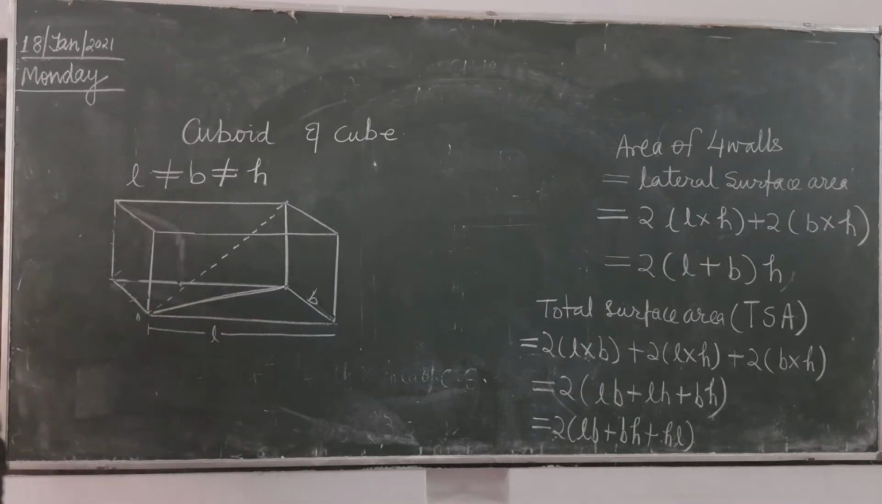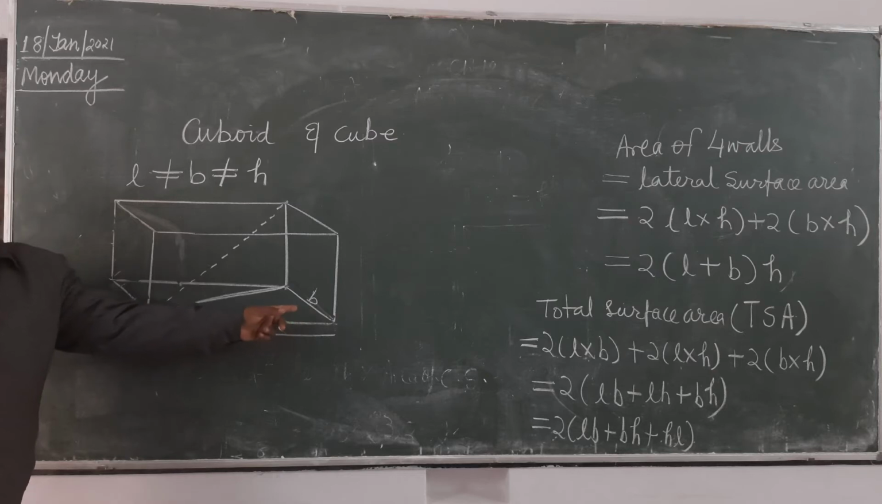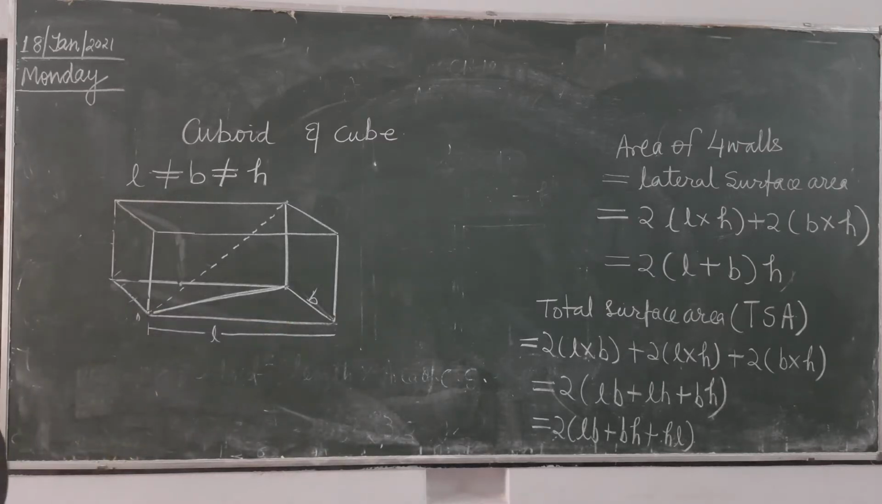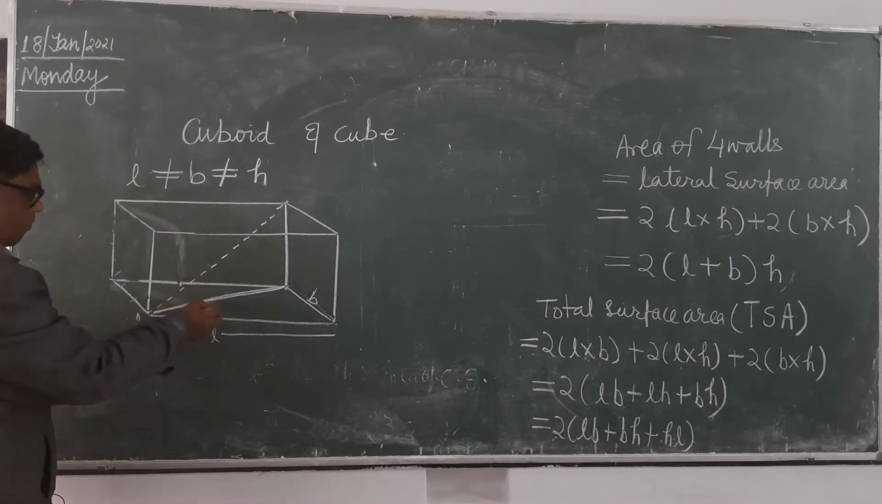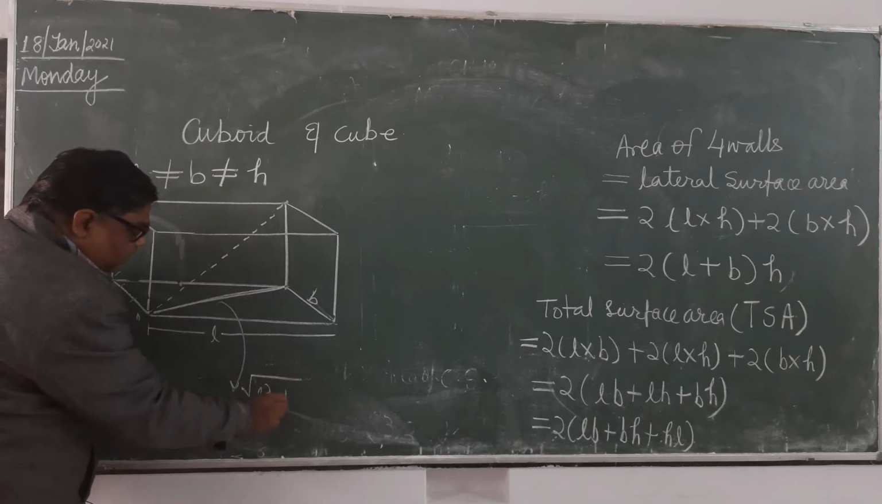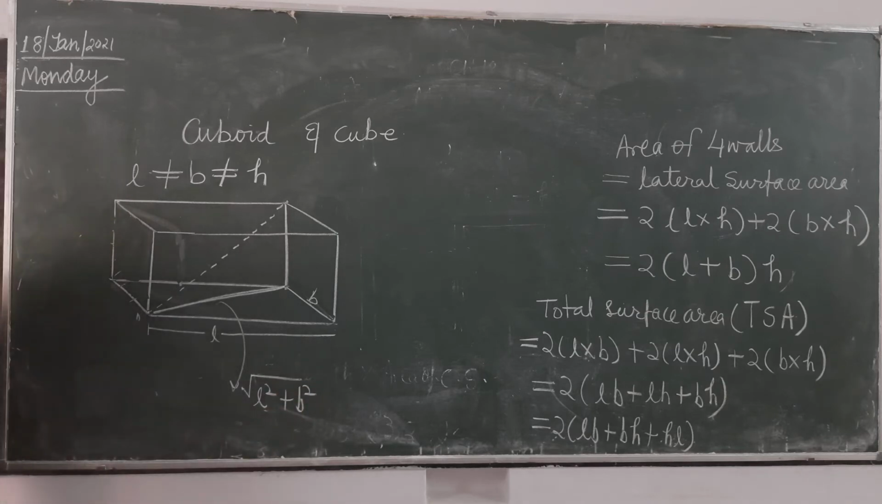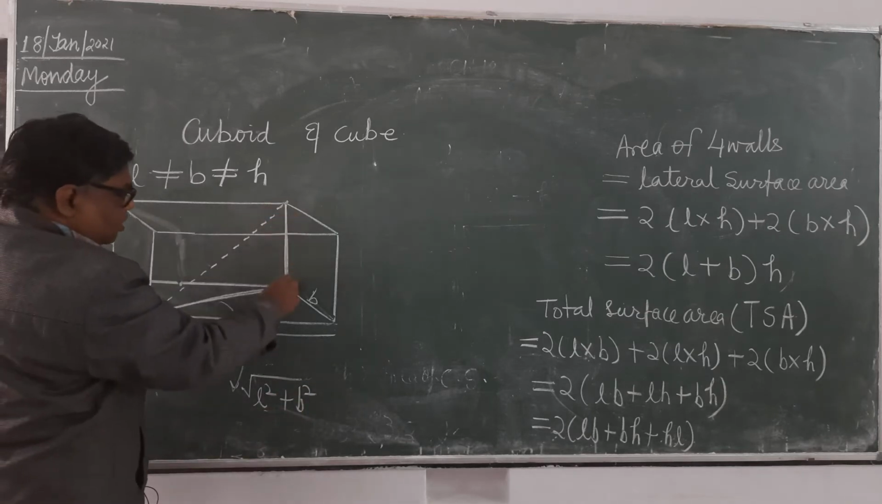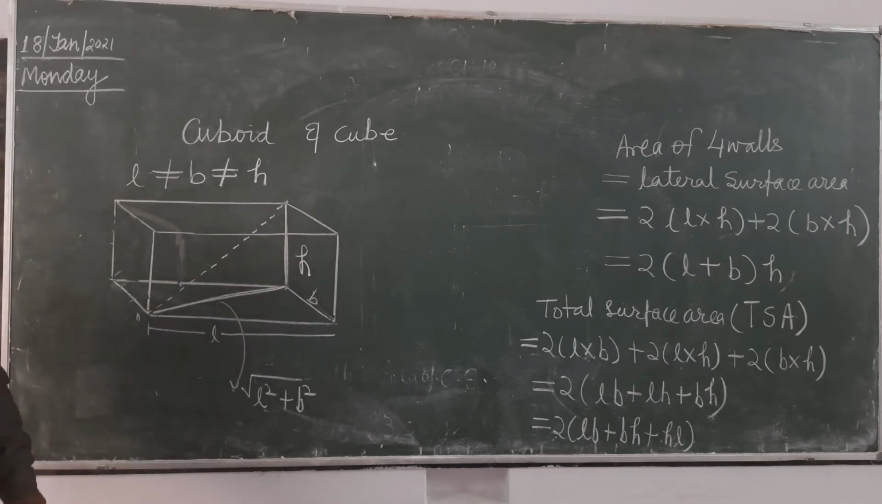So you can apply the Pythagoras theorem here. This angle does not appear 90 degrees, but actually all the angles are 90 degrees. In a cuboid, the angle between two sides is 90 degrees. So what will be this length? It will be the square root of L square plus B square. It's clear? Now how much is this length? This is H.